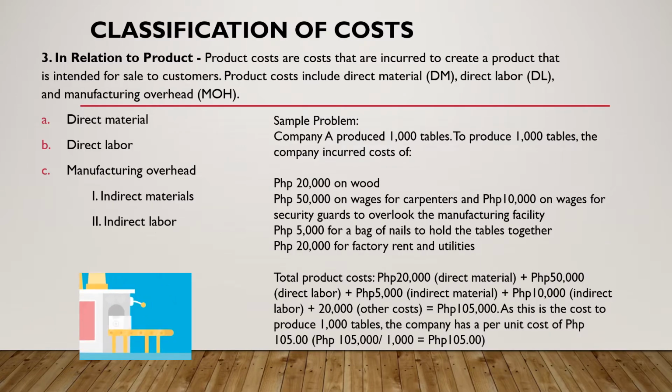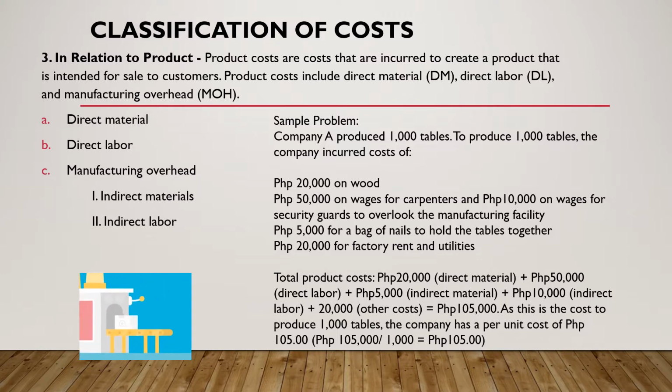The third classification of cost is cost in relation to product. Product costs are costs that are incurred to create a product that is intended for sale to customers. Product costs include direct materials, direct labor, and manufacturing overhead. Direct material costs are the cost of raw materials or parts that go directly into producing products. For example, if Company A is a toy manufacturer, an example of a direct material cost would be the plastic used to make the toys.